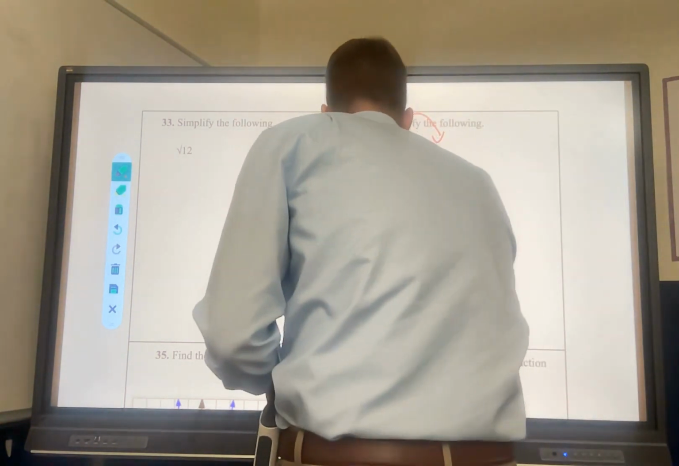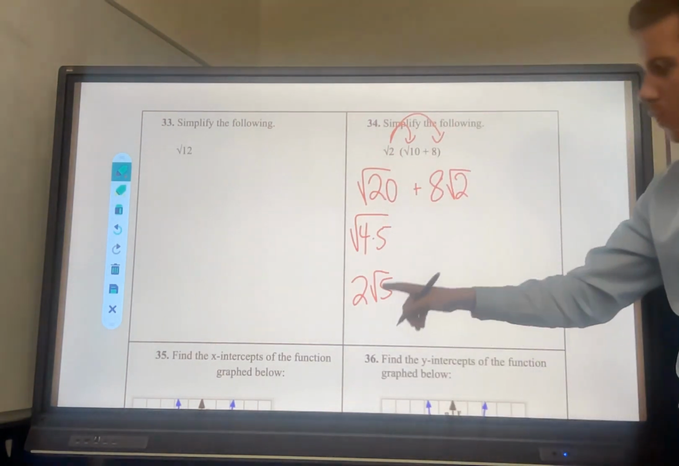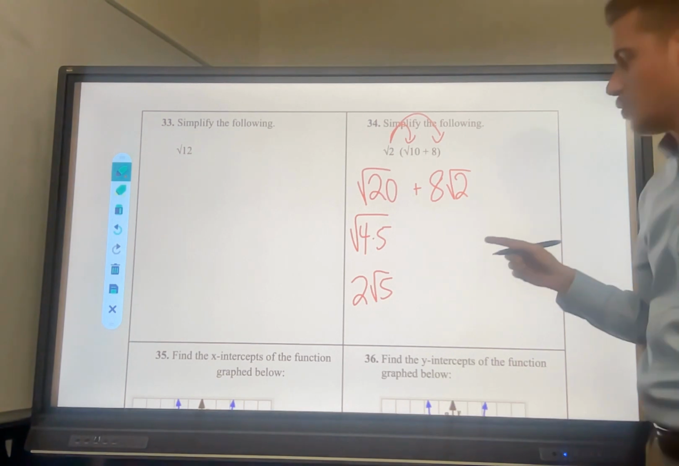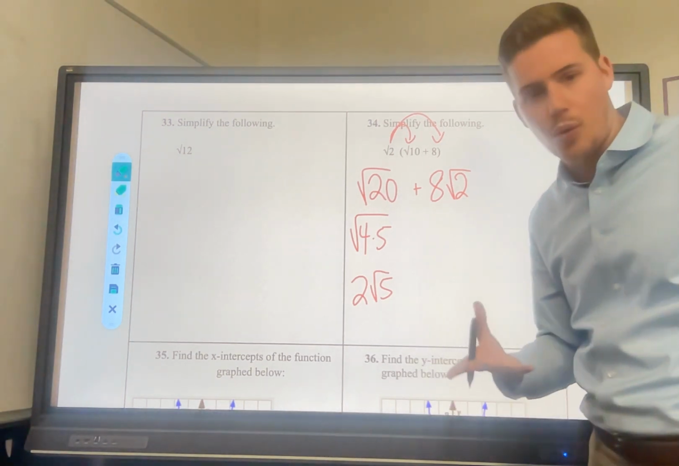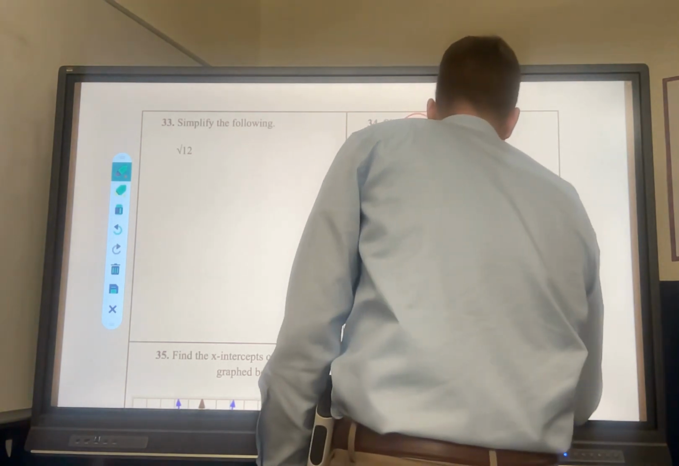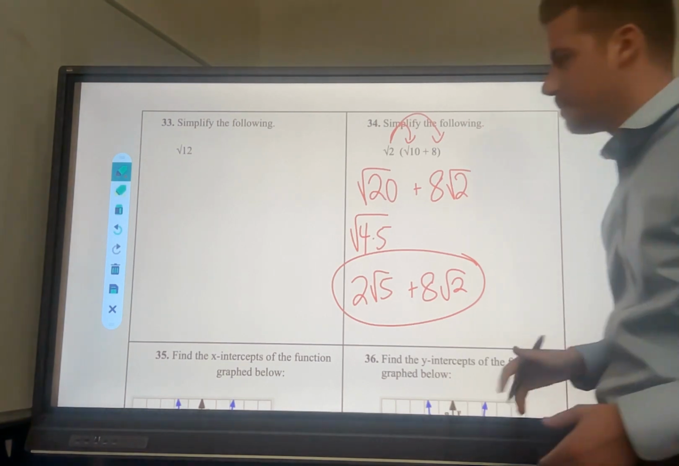So let's go ahead and rewrite. So we can rewrite the square root of 20 as 2 root 5. And then I've got plus 8 root 2. Well, at root 2, there's nothing more we can do with that radical. So we'll just leave it alone. All right, that's how we do 34. Let's keep it moving.